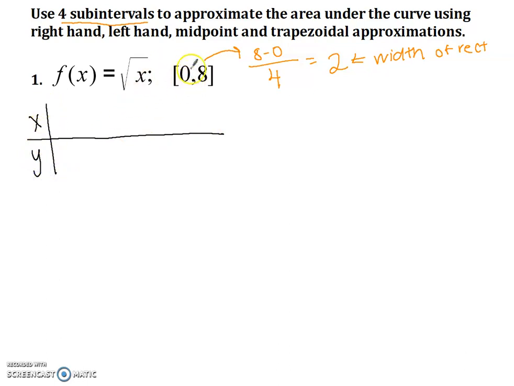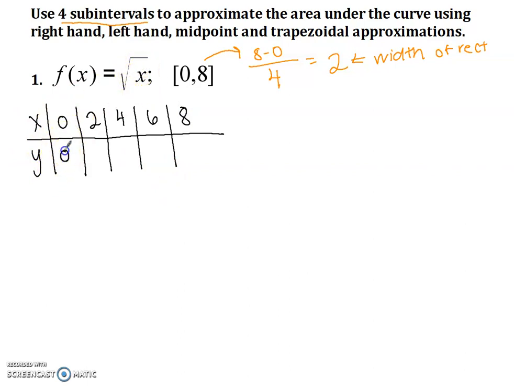And I'm always going to start at this x value, so I'm going to start at 0, and I'm going to add 2 until I get to 8. So I'd have 0, then 2, then 4, then 6, and then I'm going to end at 8. Okay. To get the y values, I'm just plugging the x values into this equation.